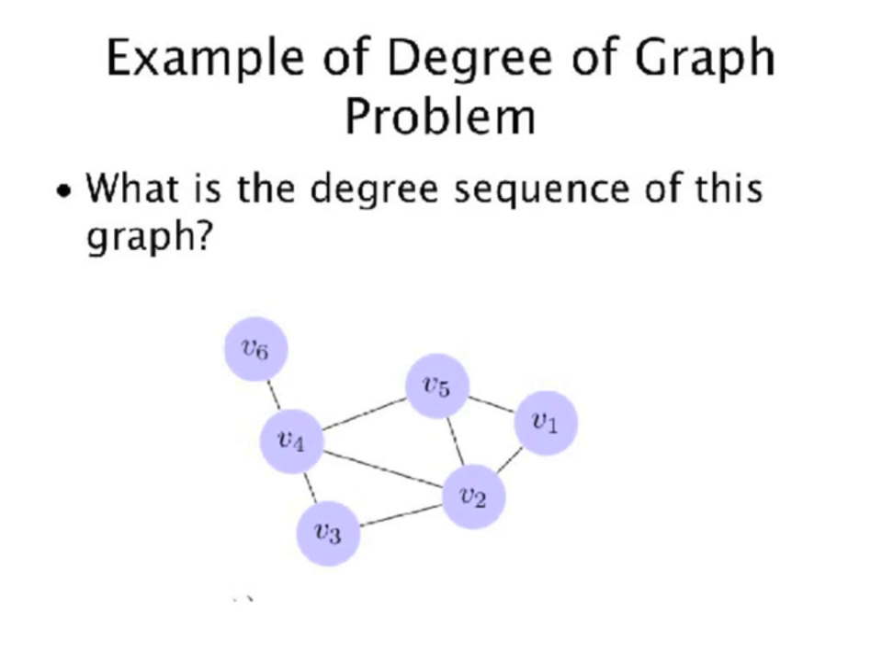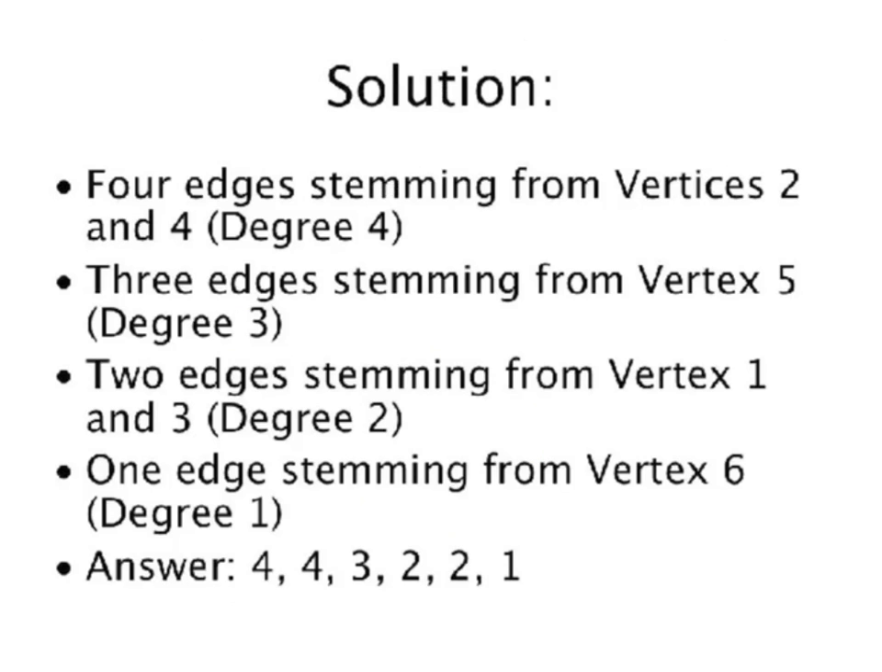Now, an example of a degree of a graph problem is, what is the degree sequence of this graph? The solution is, there are 4 edges stemming from vertices 2 and 4, thus degree 4. There are 3 edges stemming from vertex 5, thus degree 3. There are 2 edges stemming from vertices 1 and 3, thus degree 2. There is 1 edge stemming from vertex 6, thus degree 1. So, the answer is 4, 4, 3, 2, 2, 1.